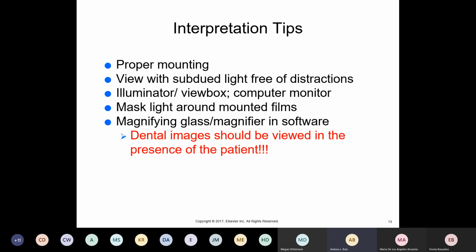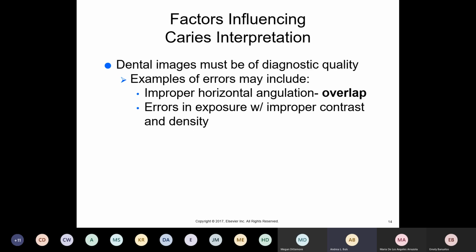Dental images should always be viewed with your patient present, because if we find something or interpret something and then have the doctor validate that, we want that to happen before that patient walks out of our office, so that we can either get them scheduled to get that taken care of, or referred if we need to refer them.